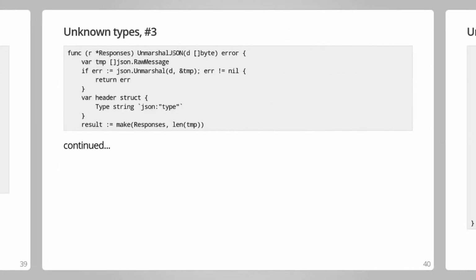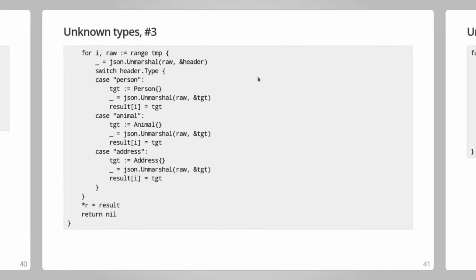My UnmarshalJSON method goes on that container type, the Responses. And same as before, I create a temporary slice of json.RawMessage and unmarshal to that. Now here I've created a variable called header, which is of type struct, this anonymous struct that just contains a single field called type. And then, as before, I define my result slice, pre-allocate it to the same length as my input. Now my loop, of course, is a little more complicated now.